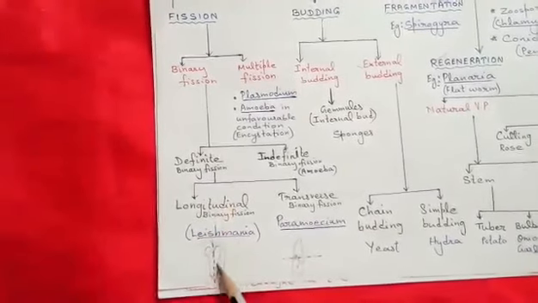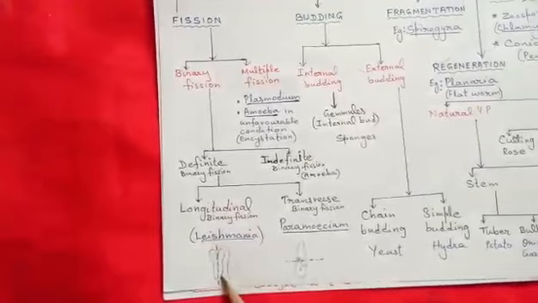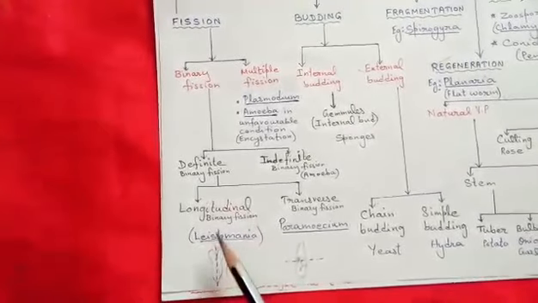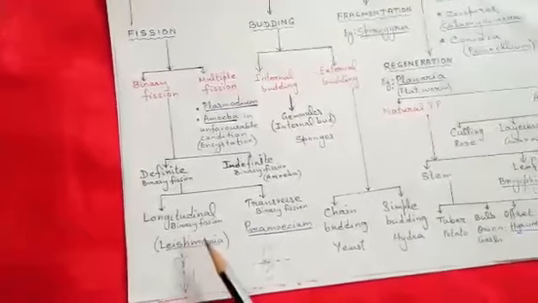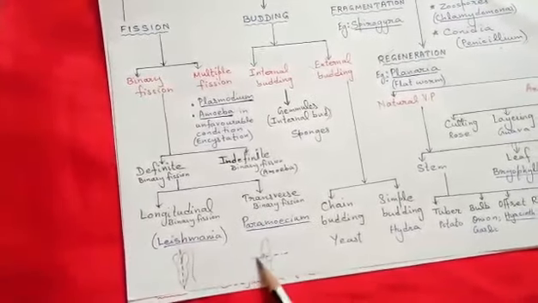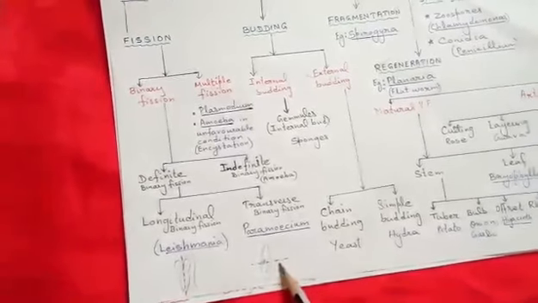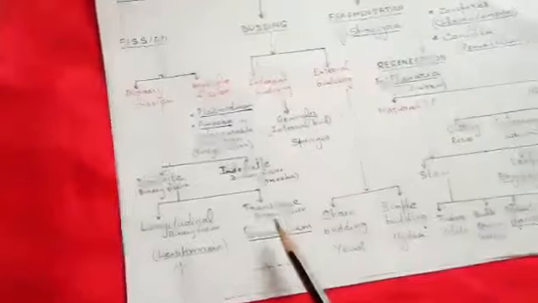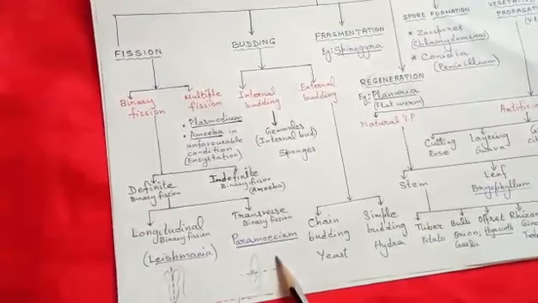If any organism cuts longitudinally like this to produce the new organism, then that will be called longitudinal binary fission. But if any organism gets cut or divided in this direction, transversely, then that will be called transverse binary fission, where you can see the example as Paramecium.